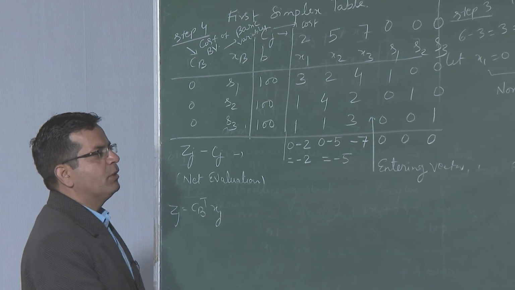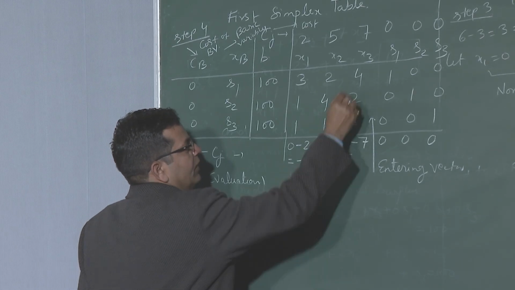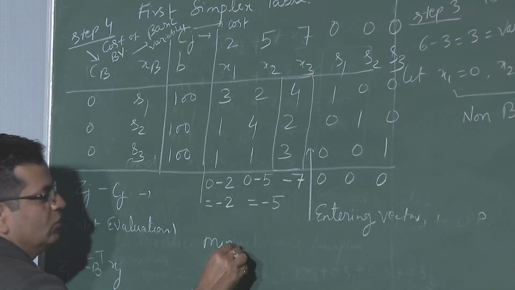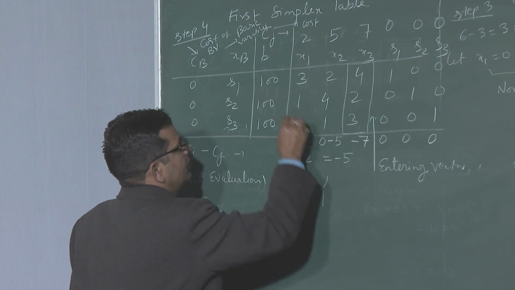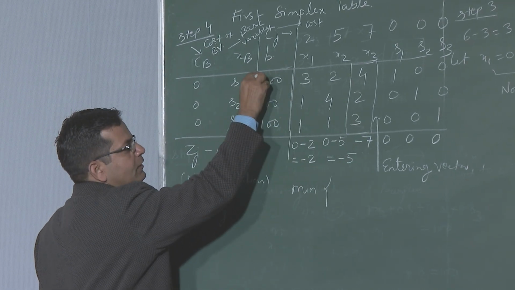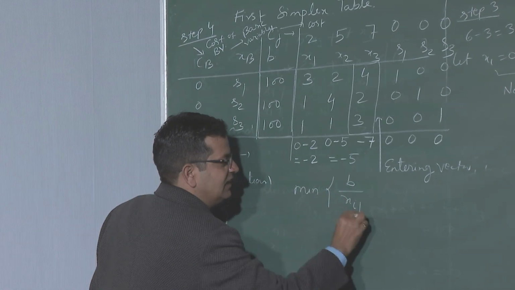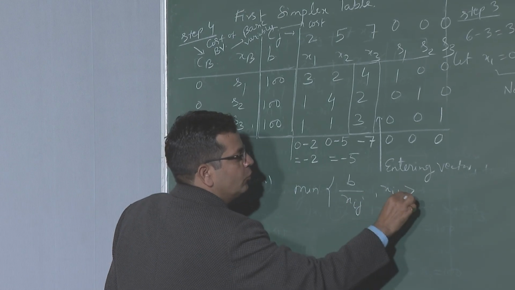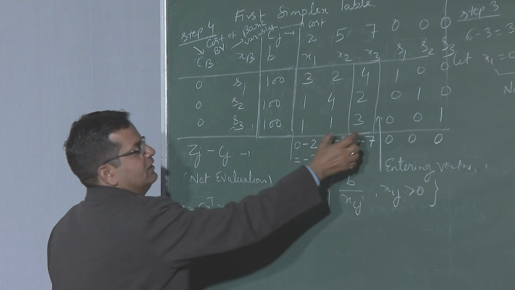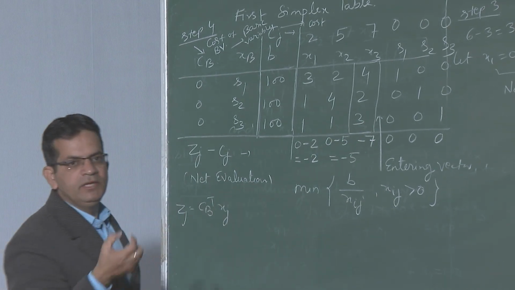So, which one will be the departing vector? For this we use the minimum ratio. We will calculate the minimum ratio of this column. We calculate it with the values in that column and B, using the formula B upon Xij, where Xij should be greater than 0. We calculate the ratio of B with this column, and we will select the minimum one.